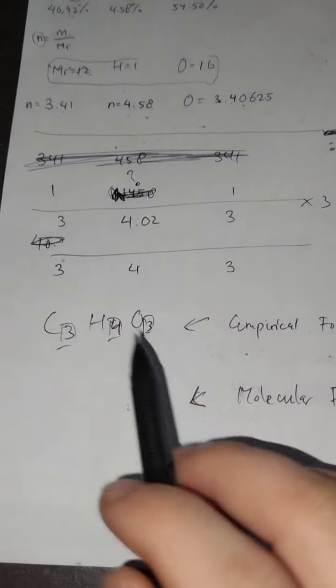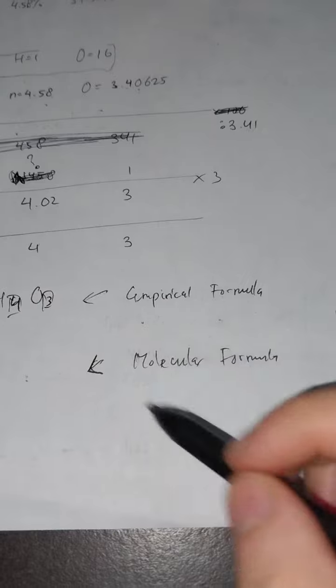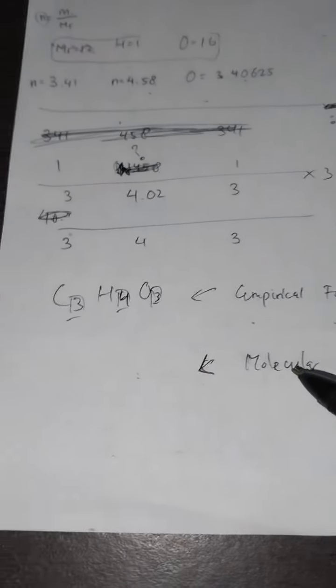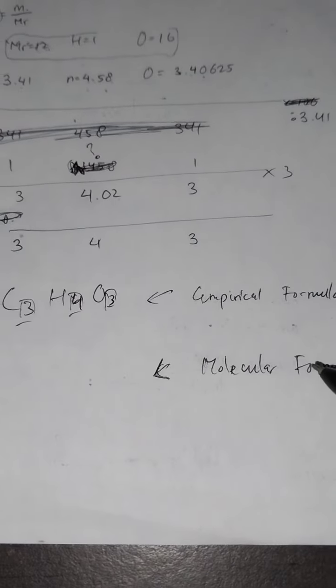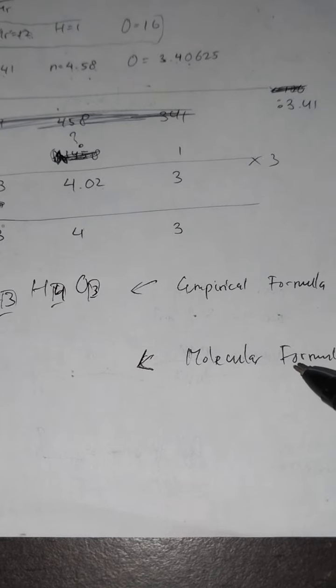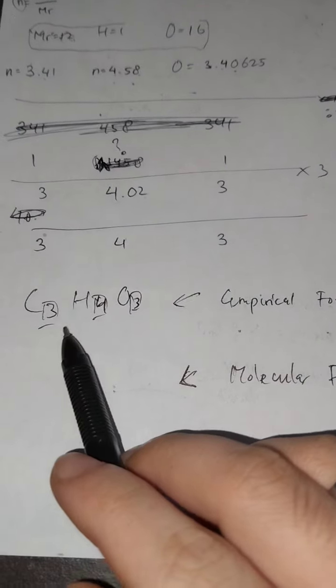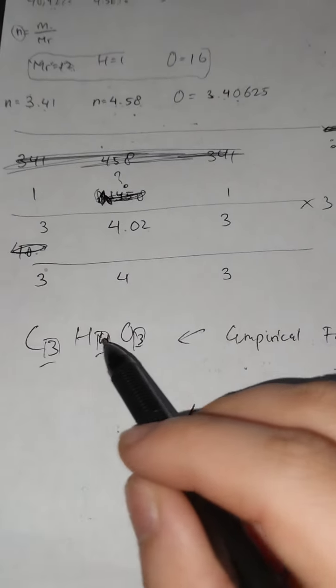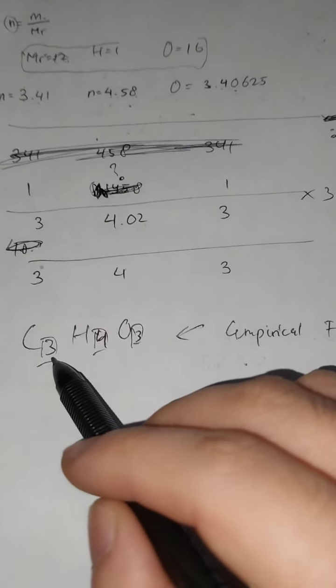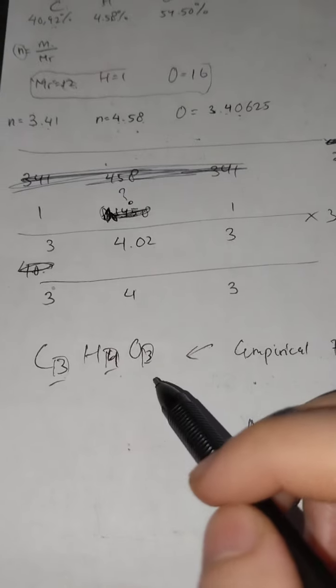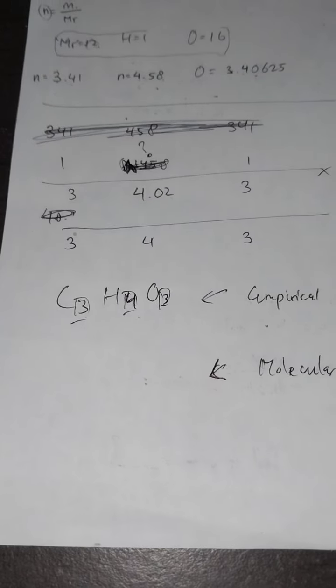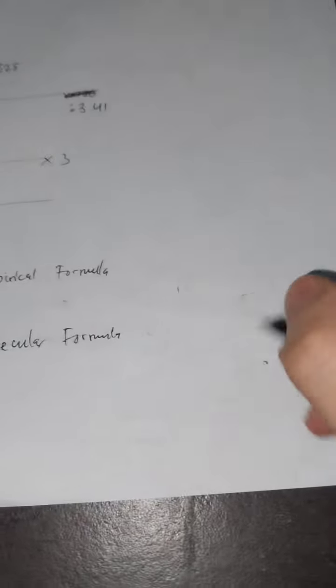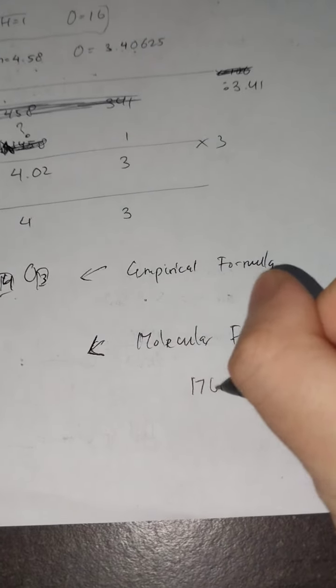So C3H4O3. Now, what about the molecular formula? Molecular formula is basically a multiple of the empirical formula. So the molecular formula could be C6H8O6 or maybe C9H12O9. We don't know. The way we will find out is by this.